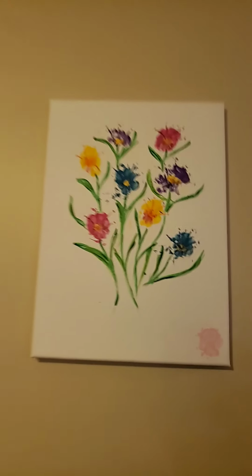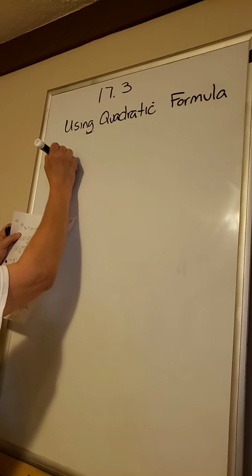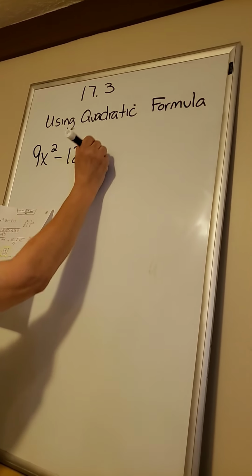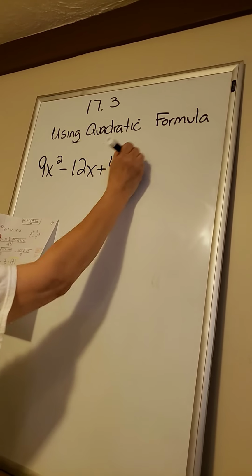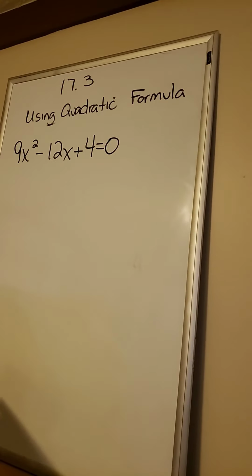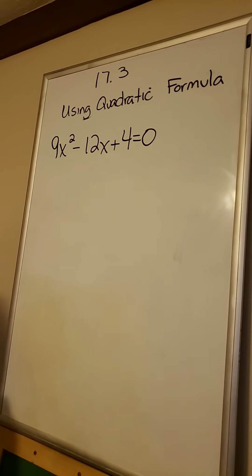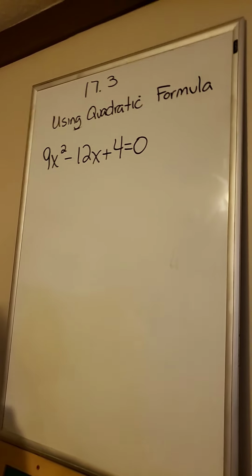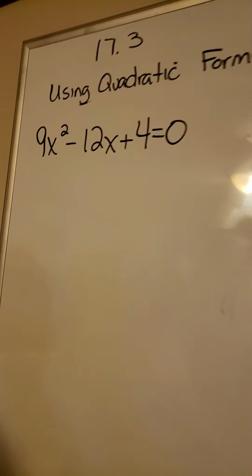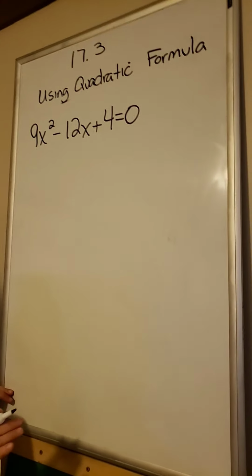Okay. So we've got 9x squared minus 12x plus 4. Why don't you guys go ahead and stop the video right now, and I want you to solve that. Okay, so what you guys should have got is 2/3 for your answer. You should have got 2/3.